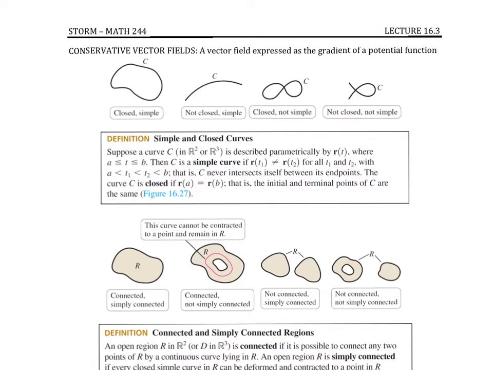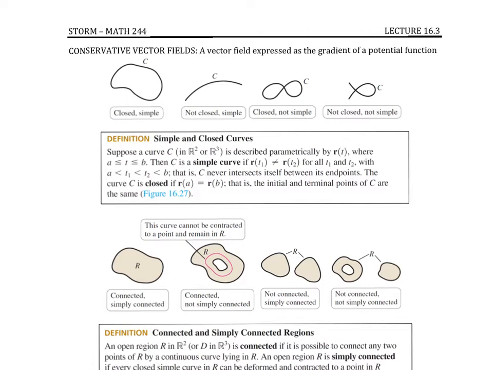First, we're going to look at some vocabulary. We're going to look at the difference between a closed curve and a simple curve, and then we're going to look at regions. When we talk about curves, we're usually looking at two-dimensional space. Regions, we're usually looking at three-dimensional space.